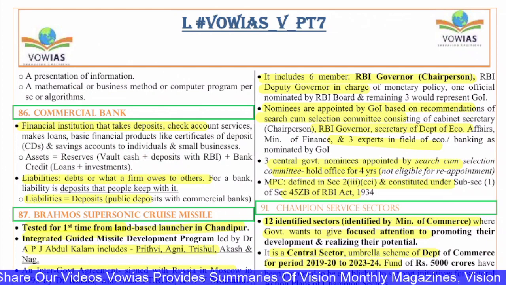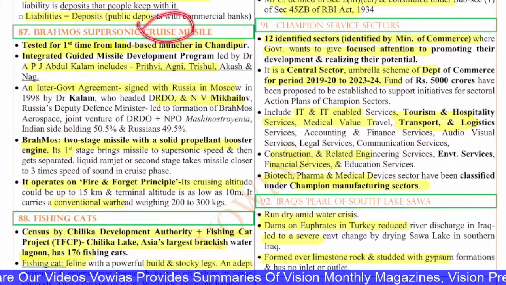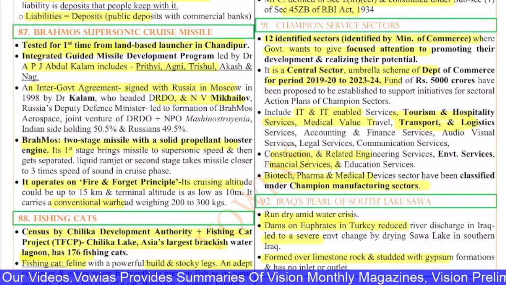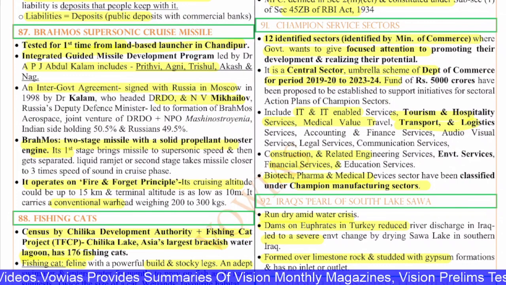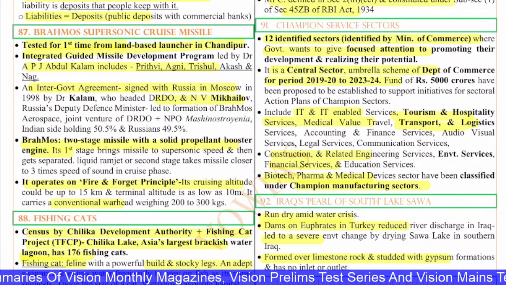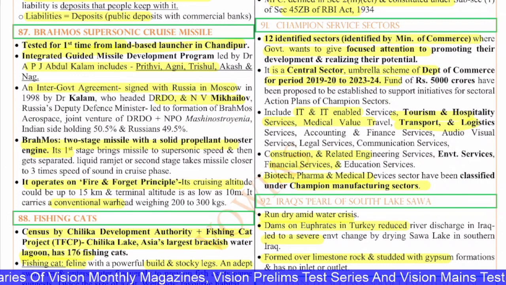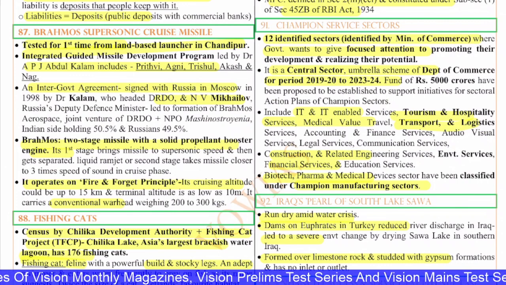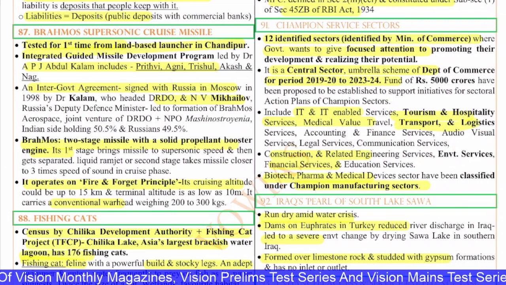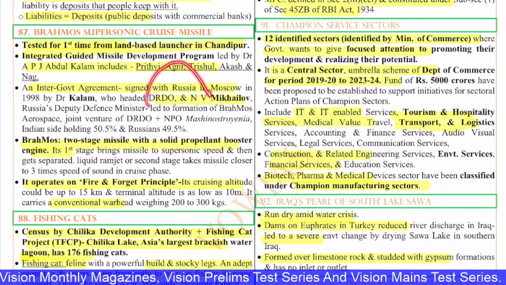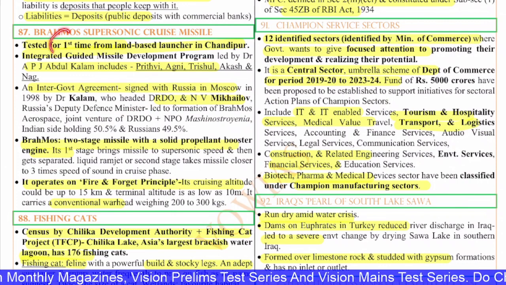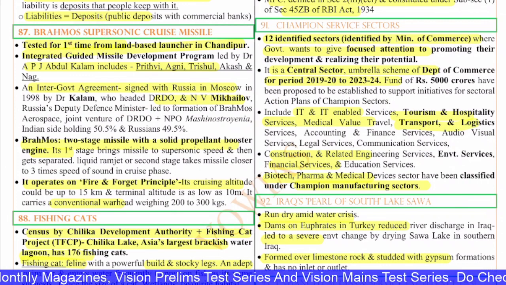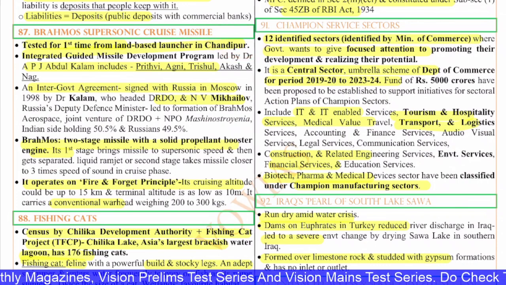Next, the 87th question is on the BrahMos supersonic cruise missile. There are two types of missiles, the cruise missile and the ballistic missile. Cruise missiles generally use motors and engines for the travel, and they follow the path of the ground. On the other hand, a ballistic missile follows a projectile trajectory. BrahMos was tested for the first time from a land-based launcher in Chandipur.